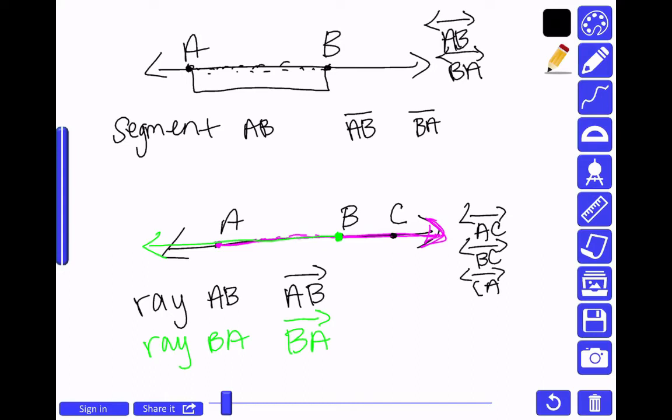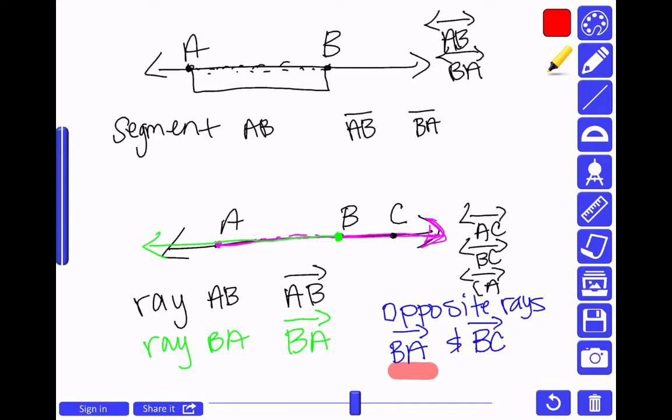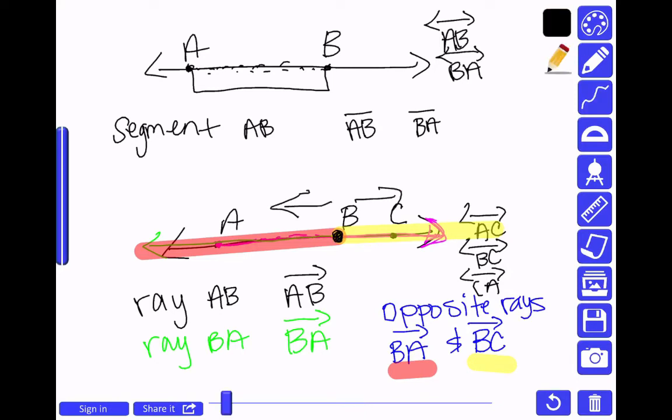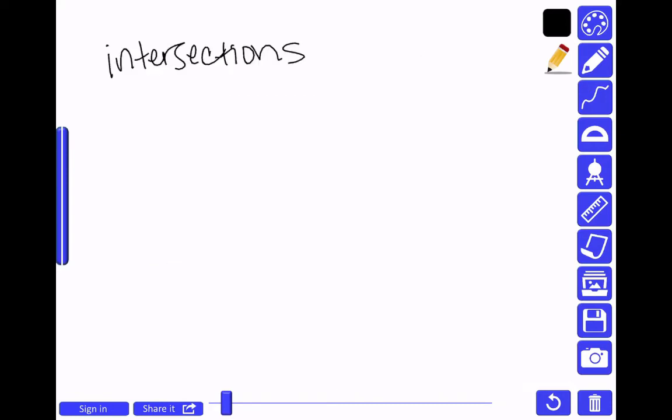Let's talk quickly about opposite rays. Opposite rays share an endpoint. So an example of opposite rays would be ray BA and ray BC. So ray BA is going to be this, and ray BC is going to be that. And so the red and the yellow, they share this endpoint, and then they go in opposite directions. Those are opposite rays.